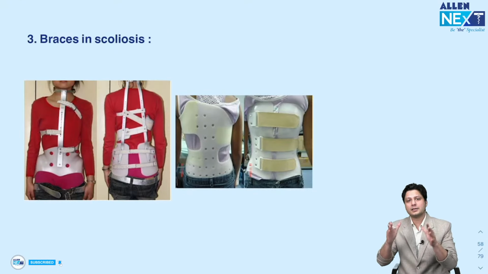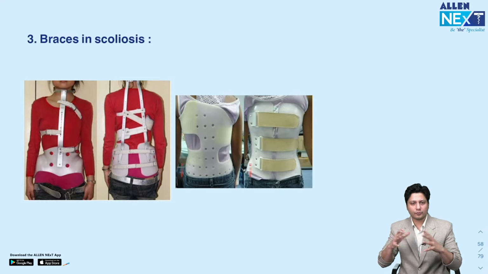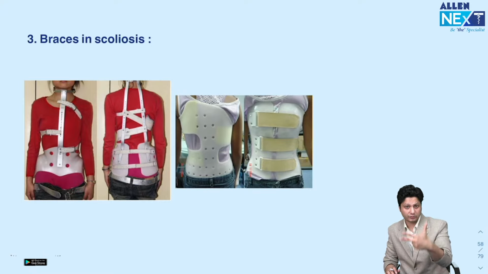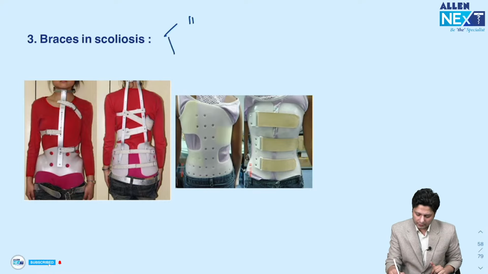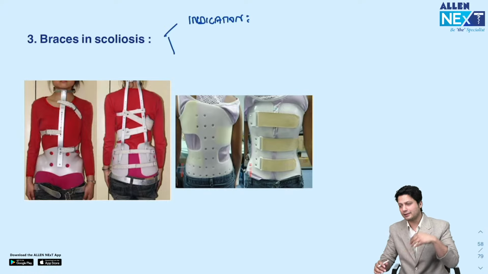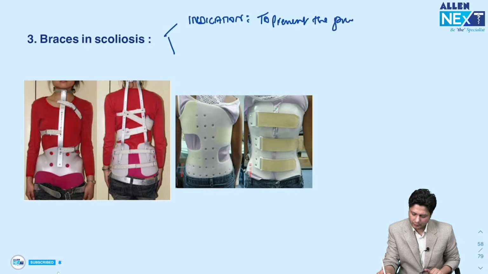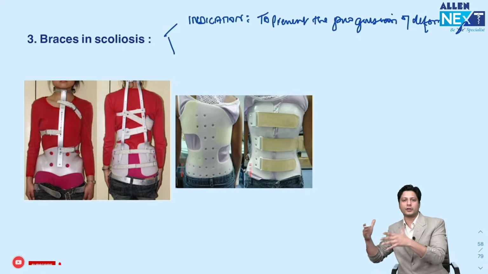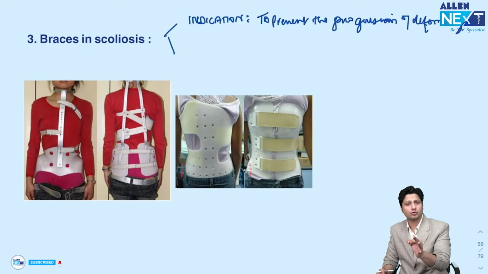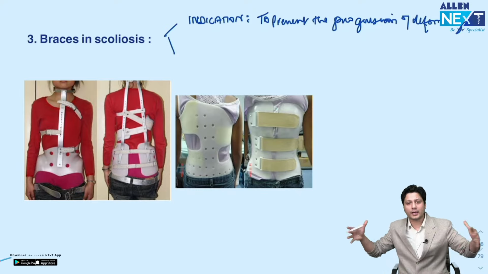Then the braces in scoliosis. Out of immobilizations, there are 2 points that you have to remember for the braces in scoliosis. Point number 1, what is the indication? If you are thinking that these braces will correct the deformity, it's a wrong statement. The indication is to prevent the progression of the deformity. Braces in scoliosis are just used to limit the progression of the deformity. They cannot correct the deformity.